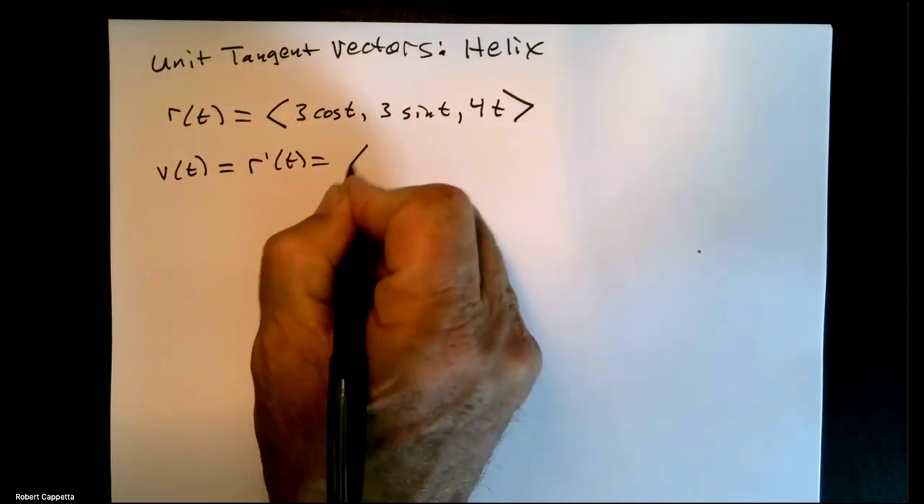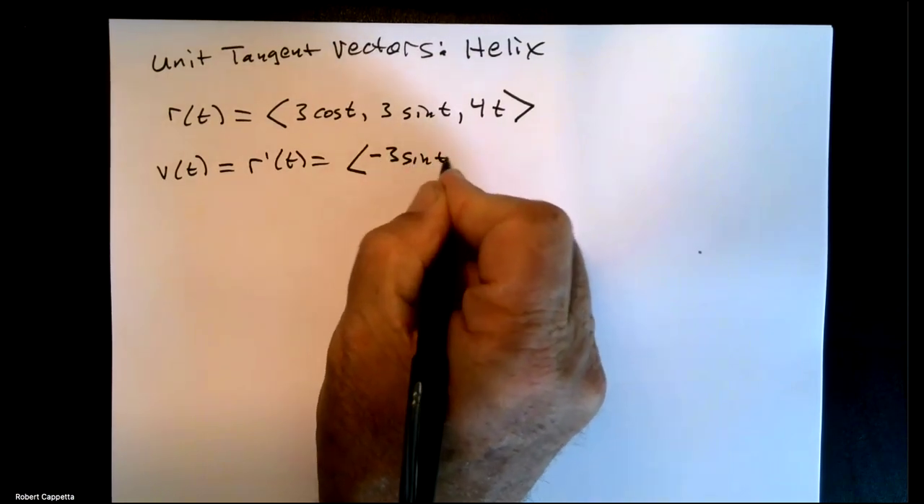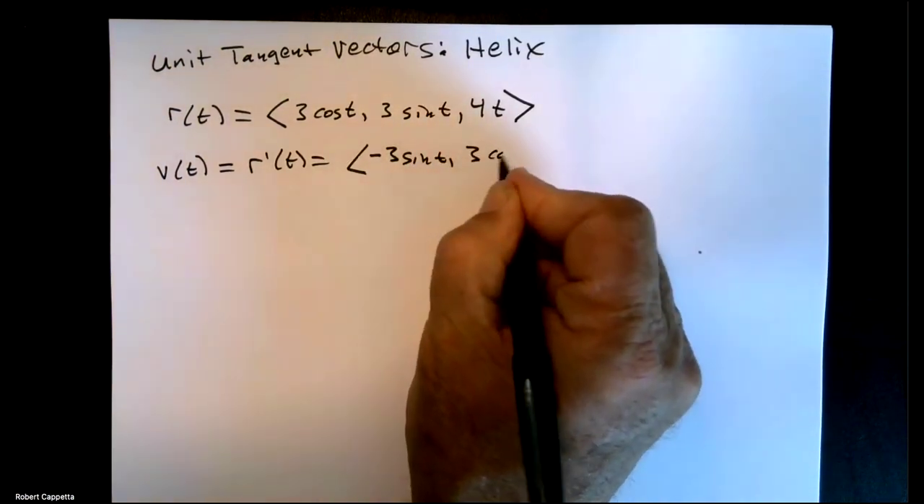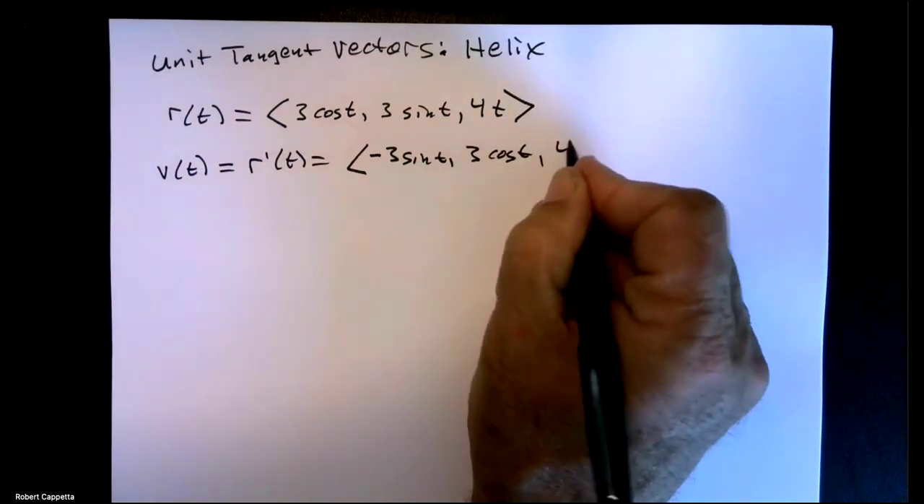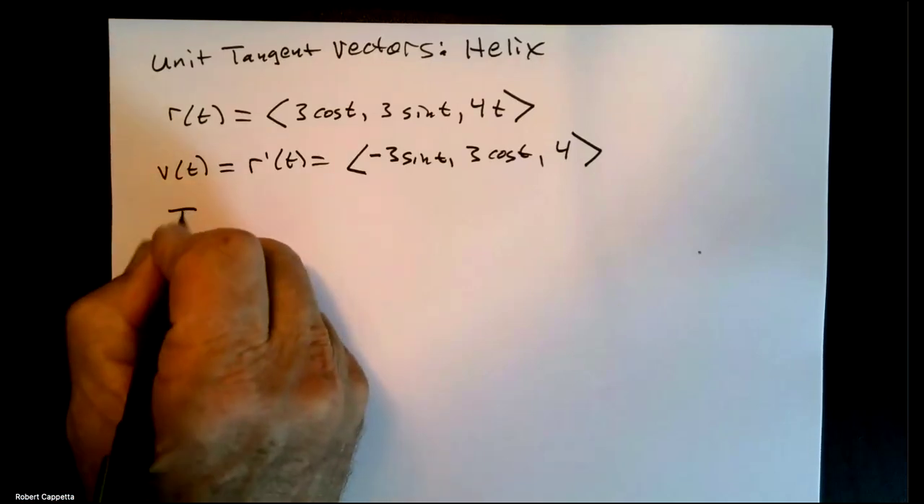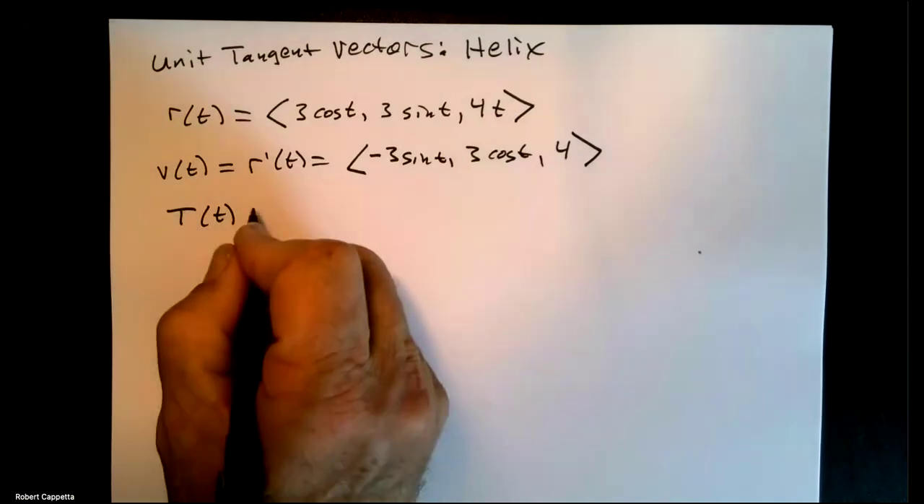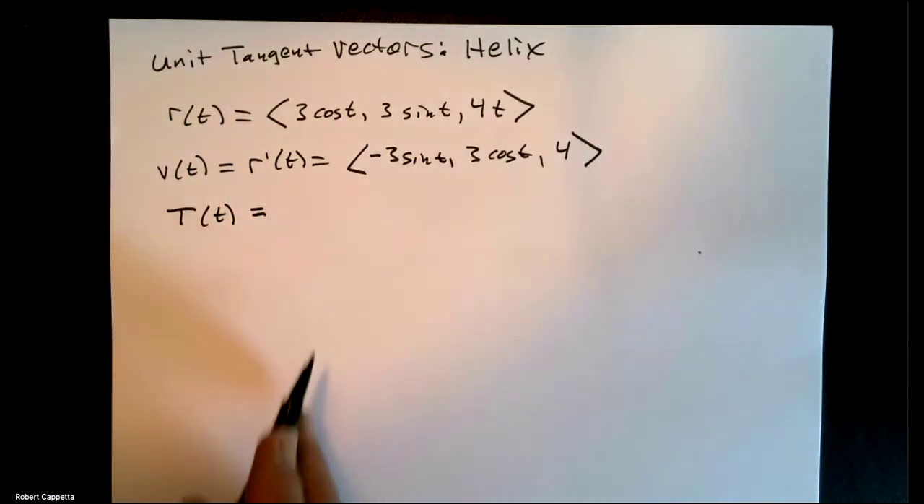position function. So the velocity here would be negative 3 sine t, 3 cos t, and 4. So that's my velocity function. Now, the unit tangent vector is a vector with length 1 that is parallel to the velocity. So what will that be? How do I make the velocity have length 1 pointing in the same direction?